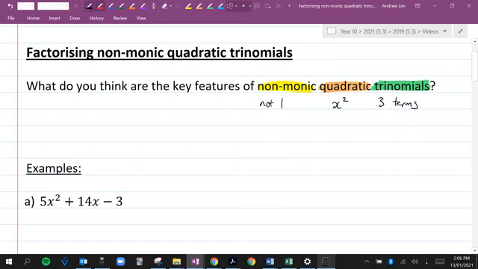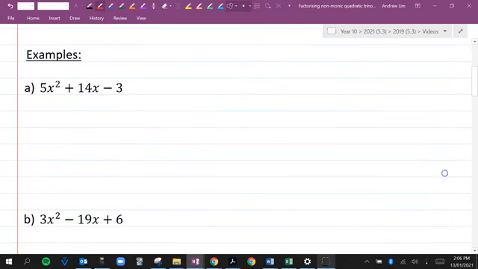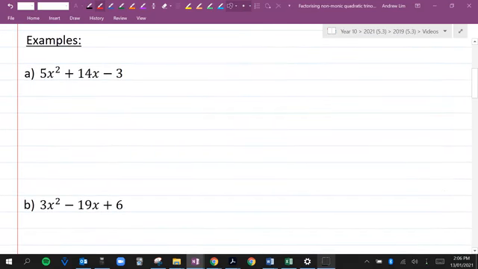So by saying factorizing non-monic quadratic trinomials, we mean that the coefficient of that x squared is not 1. It's more than 1. It can be 2, 3, etc. As long as the number in front of x squared is not 1, it's a non-monic quadratic trinomial. So let's have a look at some examples. Let me show you how to do a few.